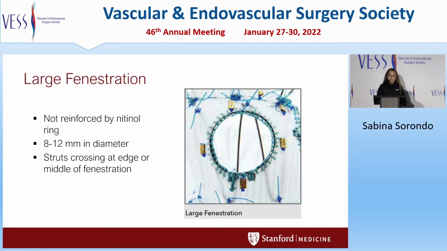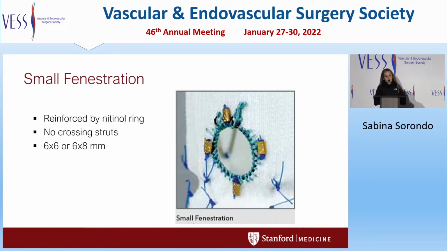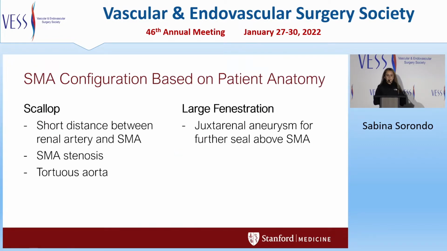A large fenestration is a circular opening from the graft. It can be placed at least 10 millimeters from the edge of the fabric, allowing for greater SMA seal zone length. Large fenestrations have struts crossing at the edge or the middle of the fenestration, which limits the ability to place alignment stents. Again, small fenestrations are most commonly used for the renal arteries.